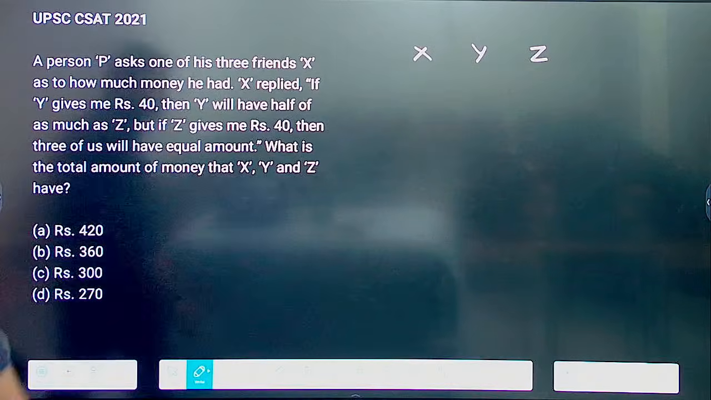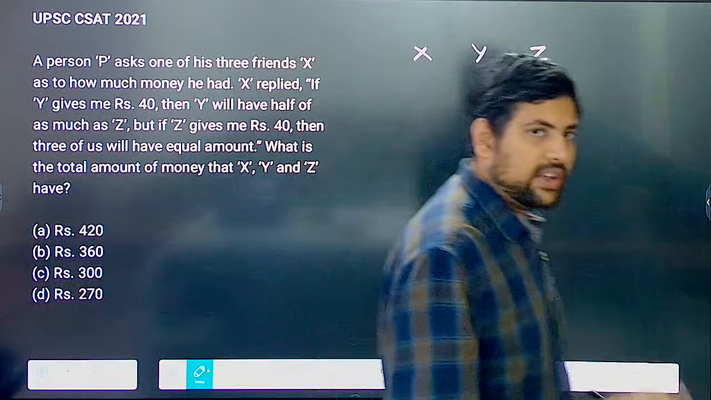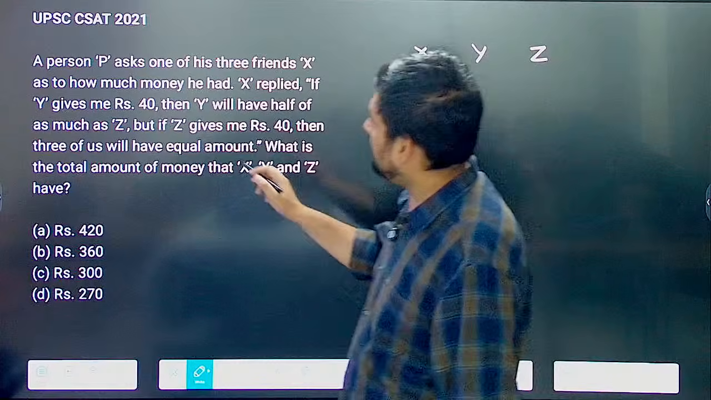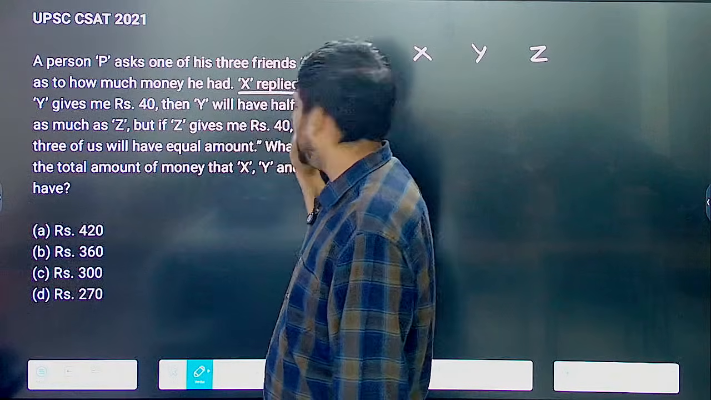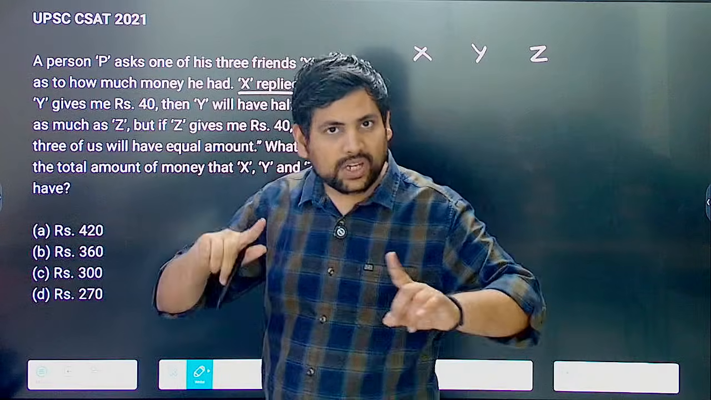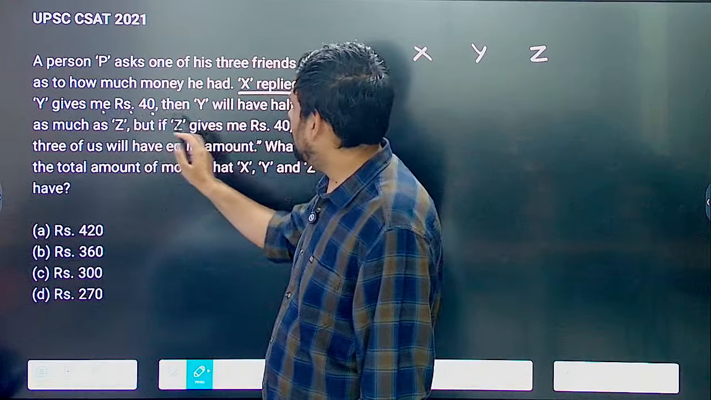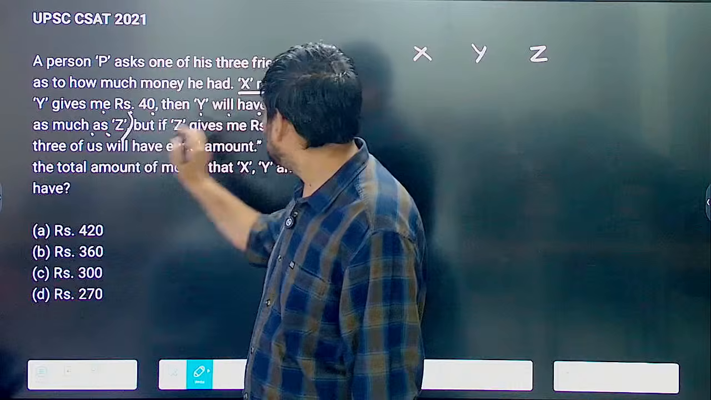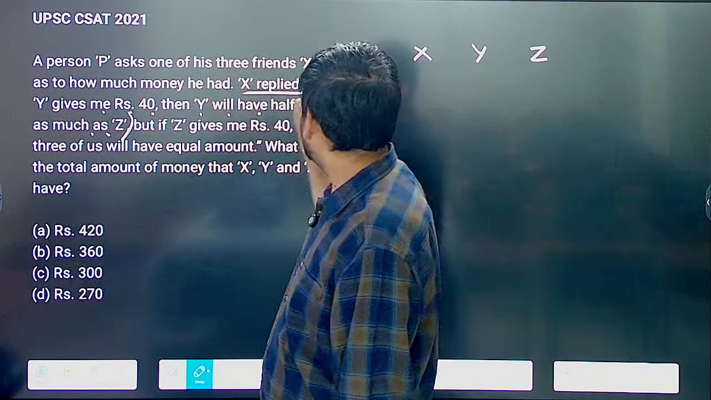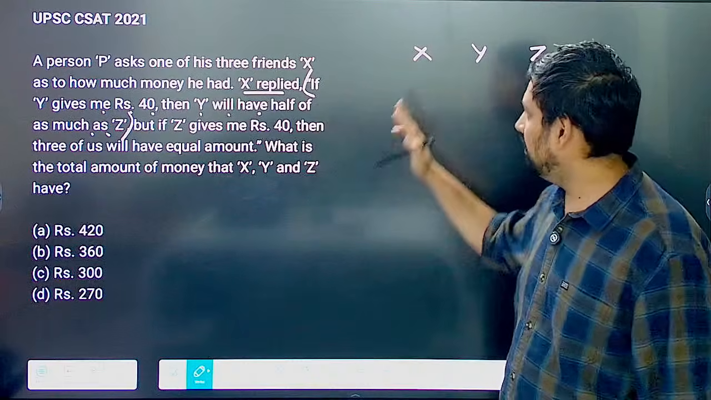You first assume that they have X, Y and Z rupees. Now, you start solving it according to scenarios. So now see, P asked one of his 3 friends how much money they had. X replied. Correct? Now we are going into hypotheticals. That is, first, if Y gives me 40, then Y will have half as much as Z. This is the first part. Correct? This is the first scenario. So let's take the first scenario.